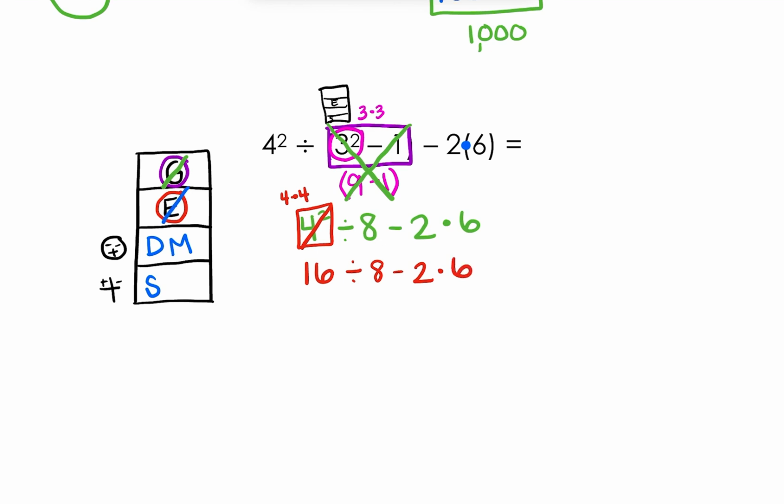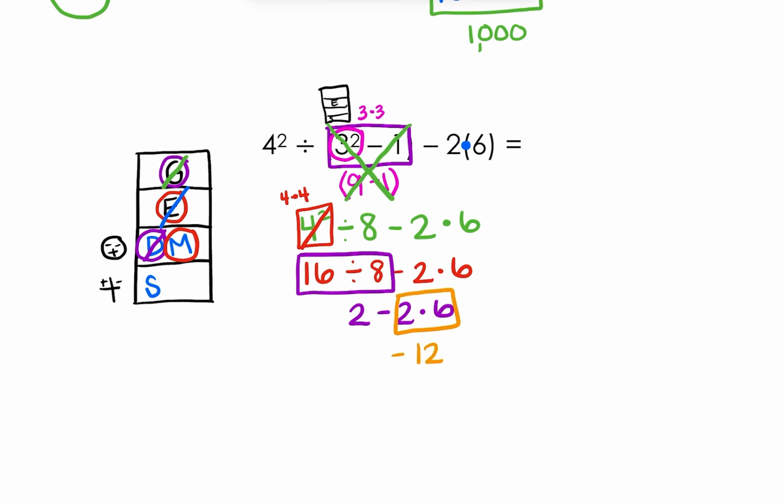So exponents are done. Remember, division came first when we were reading this. Division, then multiply. So I have to do division first. So divide. 16 divided by 8 is 2. And then rewrite your problem. Division is done. My next step would be multiply. So 2 times 6 is 12.